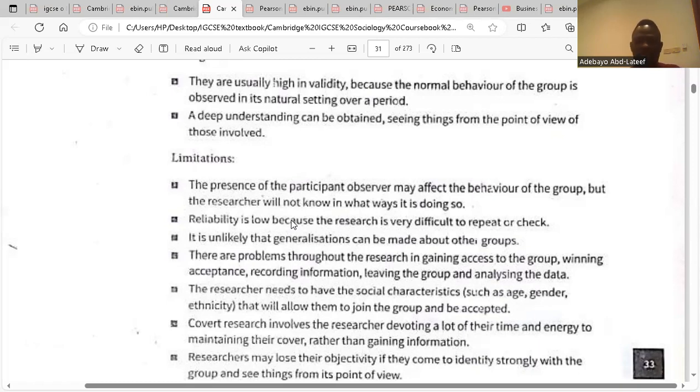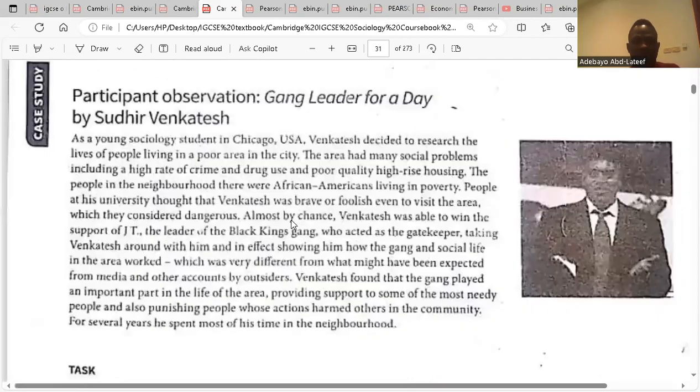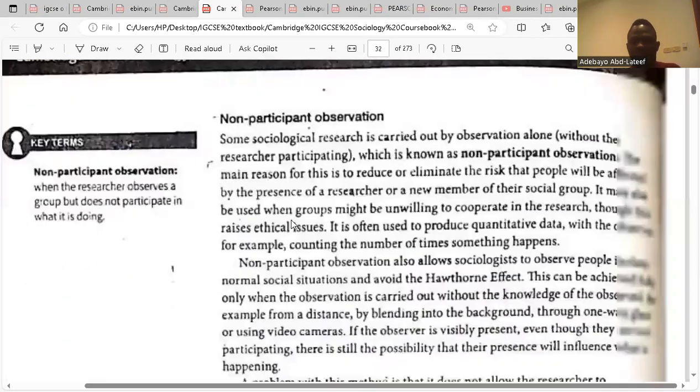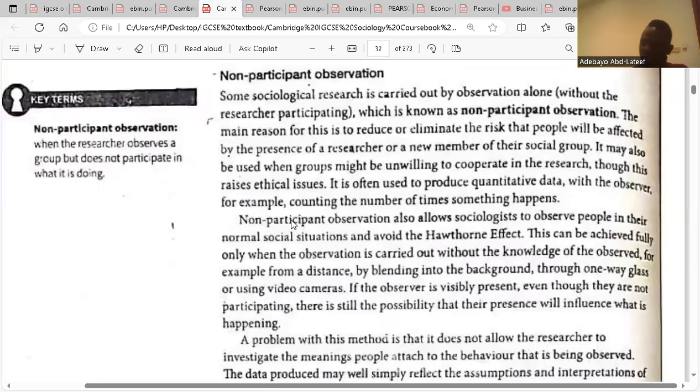So then we go to non-participant observation. Are you there? Okay. For non-participant observation, this is when the observer observes the group without participating. That means the observer is observing the group without being involved. It could be done through camera, through video recording, and the rest. The main reason for this is that it avoids the observer effect because you are not participating, you are not there, you are observing from afar.